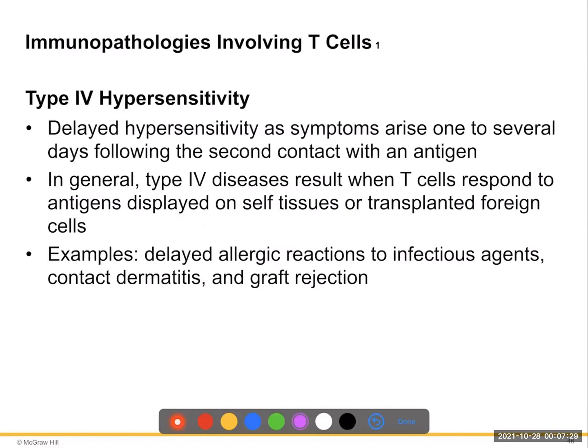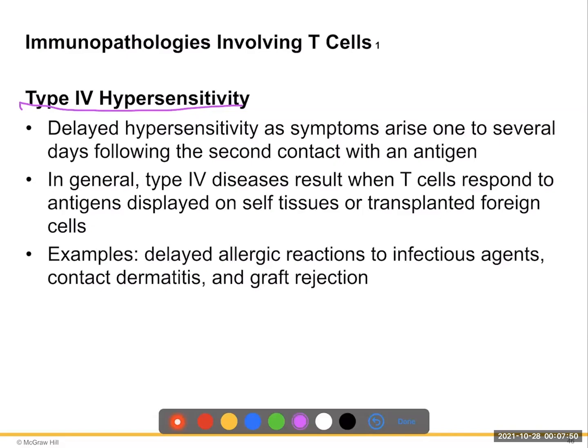All right, immunopathology involving T cells. This is type 4 hypersensitivity. This is delayed hypersensitivity, as symptoms arise one to several days following the second contact with an antigen. This is your T cells. Remember, T cells have to be activated on the second response, because you get the T cells being activated, the B cells forming memory cells, and the antibodies.